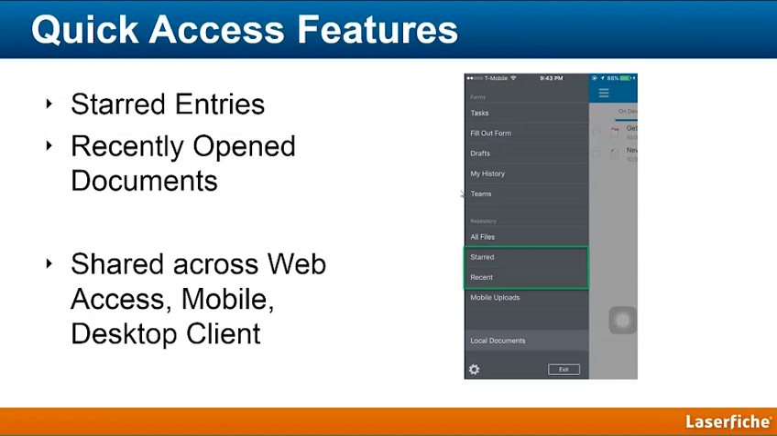If you recall from our last week's session where we covered Web Access, we mentioned quick access features, starred entries, and recently opened documents. These are also available in mobile. Just to provide a quick recap, starred entries allows a user to star documents and folders for future quick access. These entries can be starred in mobile, Web Access, and the desktop client, and the same starred quick access list is present in all three applications. This quick access view also applies to recently opened documents, and this will be similarly shared across all three applications.